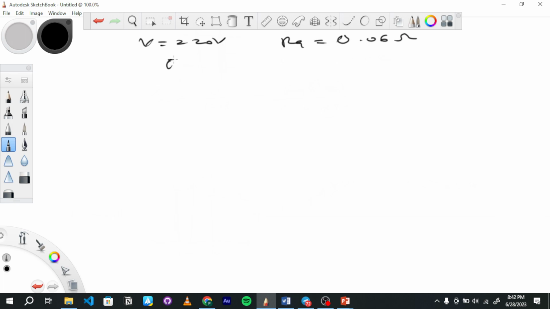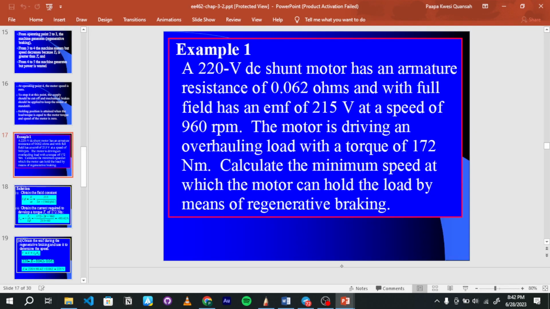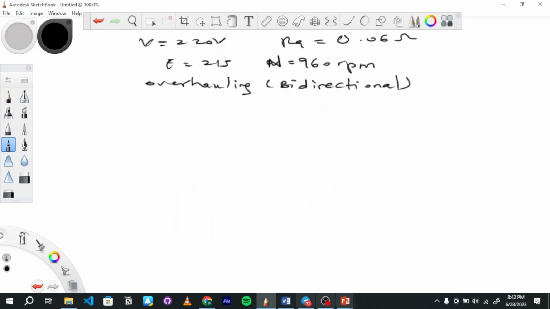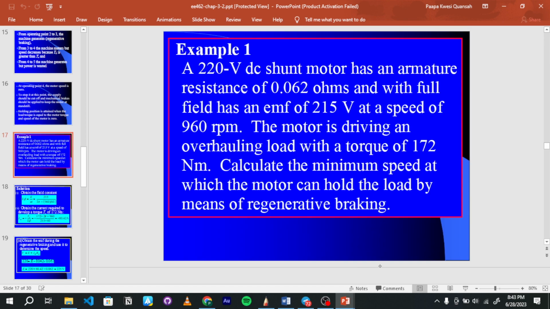Then they say the motor is driving an overhauling load with a torque of 172 Newton meter. So an overhauling load is a bidirectional torque load. Keep it in your mind. An overhauling load is a bidirectional torque load. So the question says, calculate the minimum speed at which the motor can hold the load by means of regenerative braking. So we know that speed is equal to V over K phi minus RA TE over K phi squared.